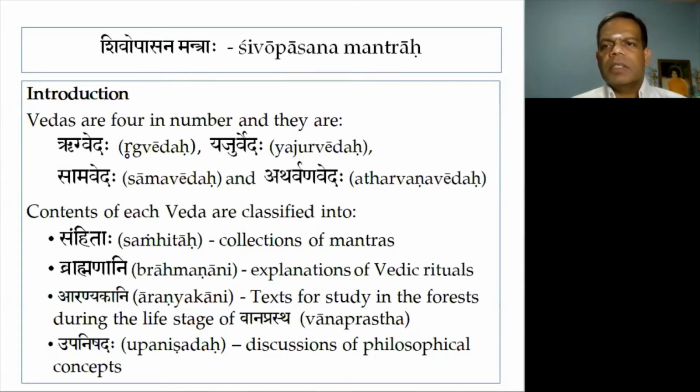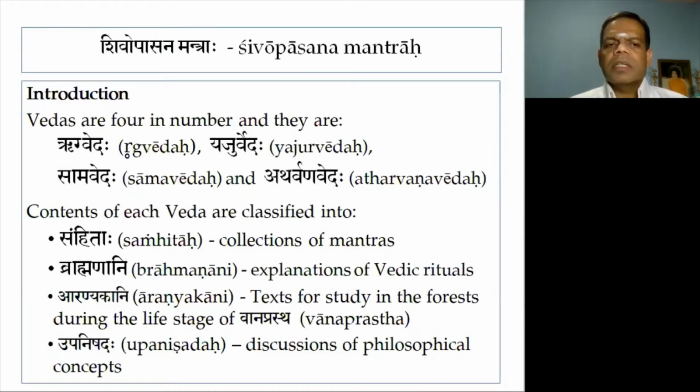Each of these Vedas is classified into four sections, you can say, four types of texts. The first one is Samhita. Samhitas, as it's written in English. They are just a collection of mantras. They are just describing the divinity which is prevalent everywhere in various ways.